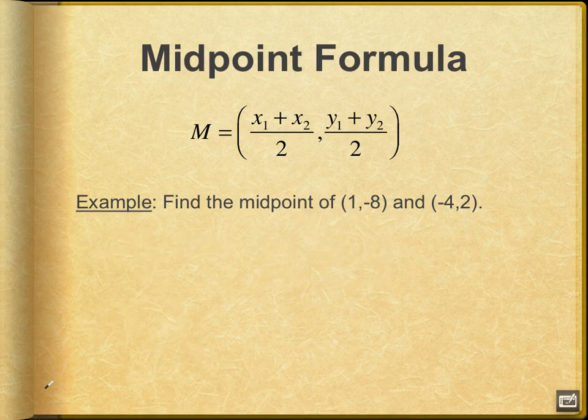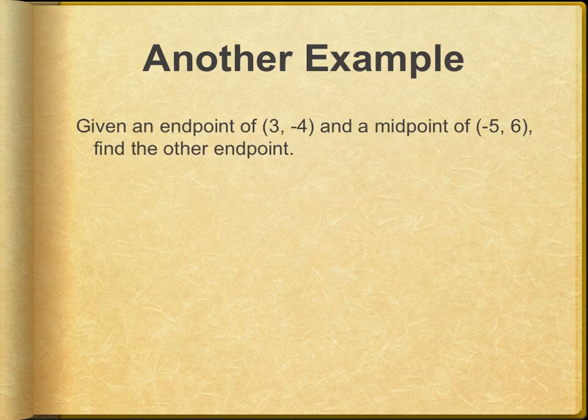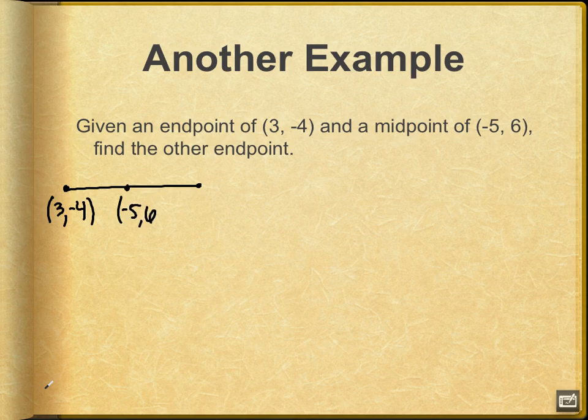Okay, so that's one type of example you're going to see. Here's a different example. It says, given an endpoint of (3, -4), and a midpoint of (-5, 6), find the other endpoint. Okay, so I'm going to draw us a little picture first of what we're looking at. In the last example, we were given the 2 endpoints, and you had to find the midpoint. This example, we're given one endpoint and the midpoint, we have to find the other endpoint. So this endpoint is (x, y). That's what we're looking for.